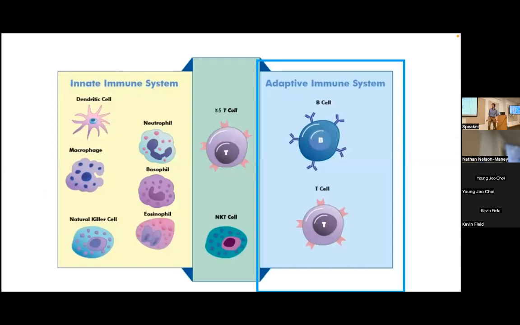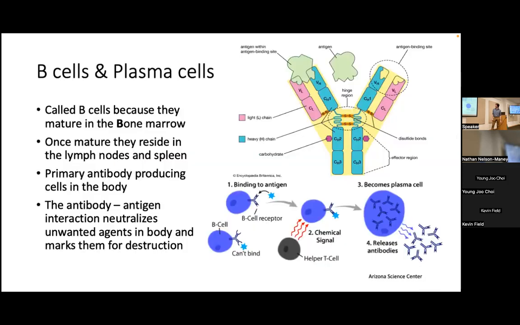For now, that's really what we need to know about the innate immune system, and we can move on to the adaptive immune system. This is mostly composed of B cells and T cells. B cells are actually an immature form of a more mature plasma cell. B cells are called B cells because they mature in the bone marrow.